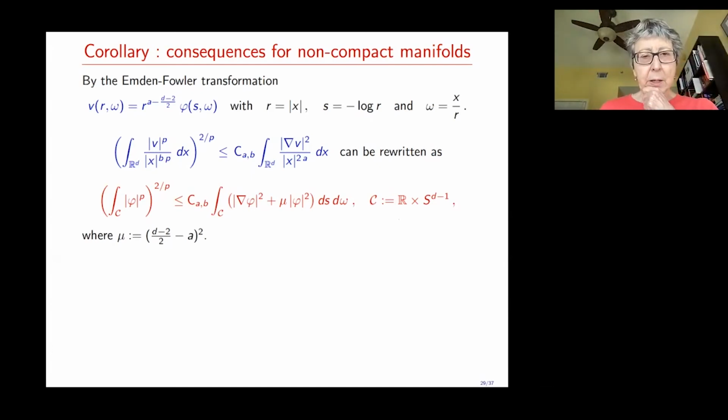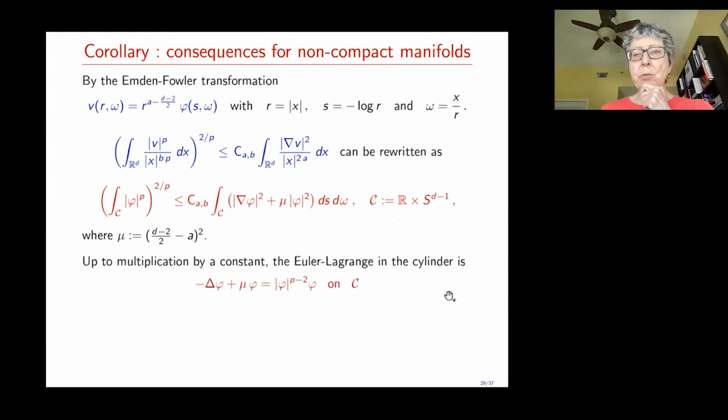Okay, and then I explained the other day that associated to any inequality, you have an Euler-Lagrange equation that now, for the cylinder, is a very simple semilinear problem. You see, it's just minus Laplacian phi plus mu phi equal to phi to the power p minus 1 on the cylinder. Easy to write, but not so easy to study. It's a nonlinear problem on an infinite manifold. It's not so easy to analyze.